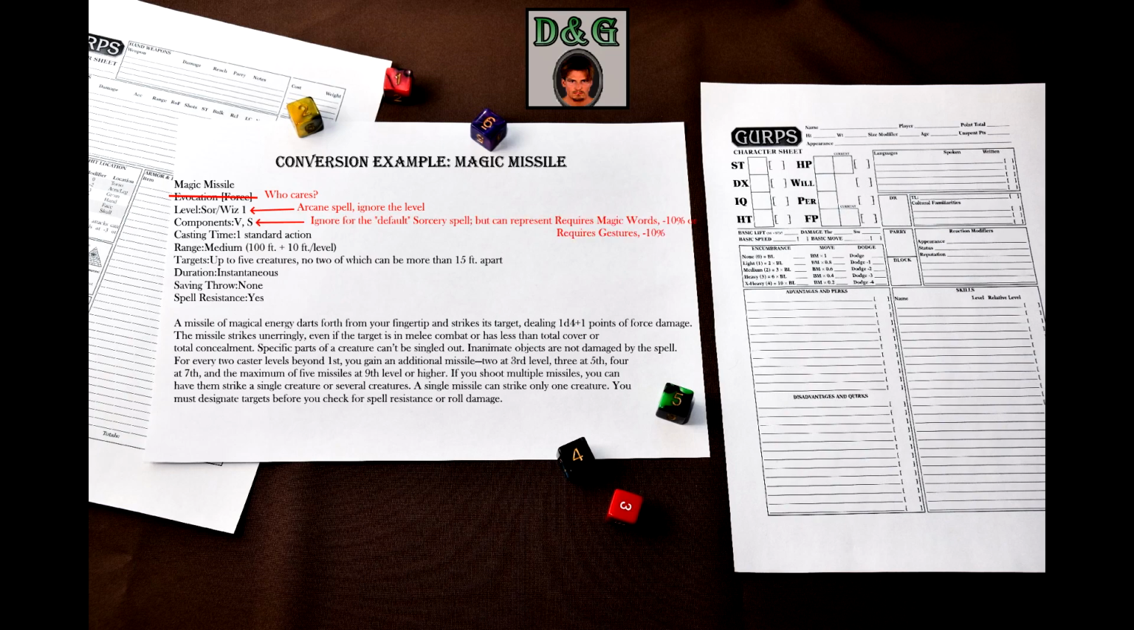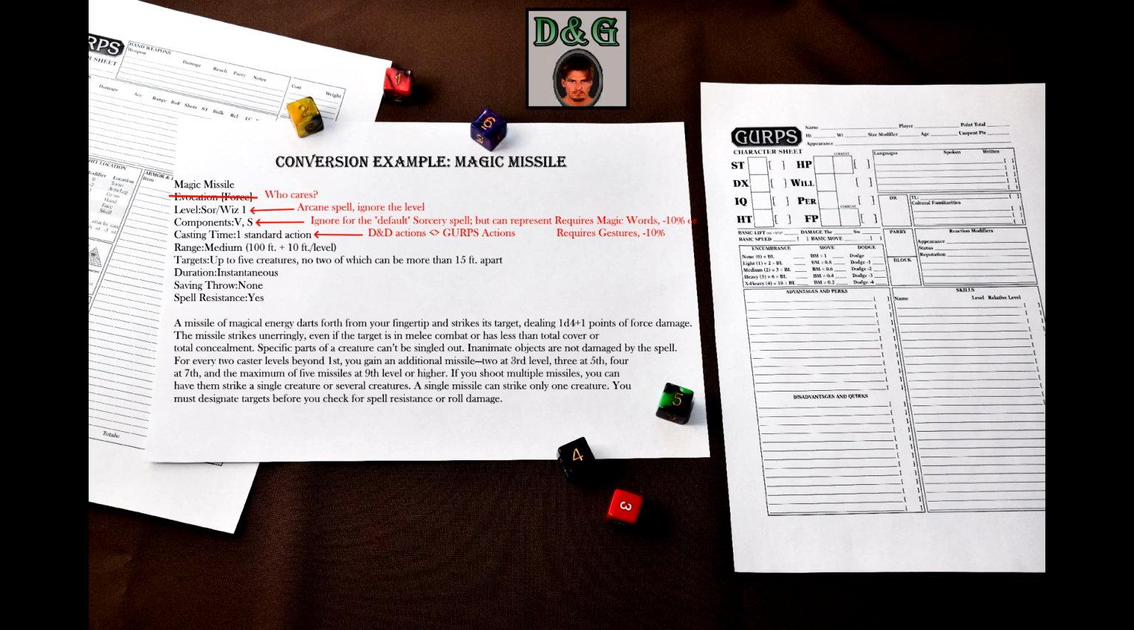Components. We have verbal and somatic components. For a default sorcerer spell, this does not matter because there are the alternative ritual spells on page 9 of the Sorcery book. However, if you disallow that rule or enforce incantations and/or gestures, for example, I often do that for wizards, then these spell components will indicate the need to apply requires magic words and requires gestures limitations.